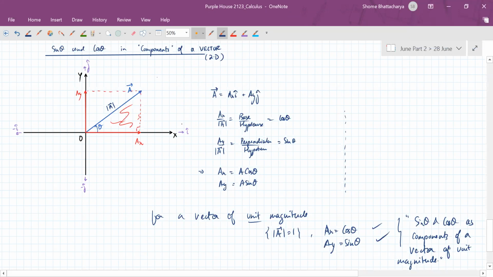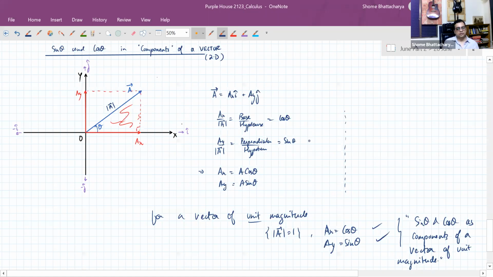So you have written Ax equals A cos theta, where A is the magnitude of A, right? Here we are understanding that capital A is a short form for the magnitude of the vector.